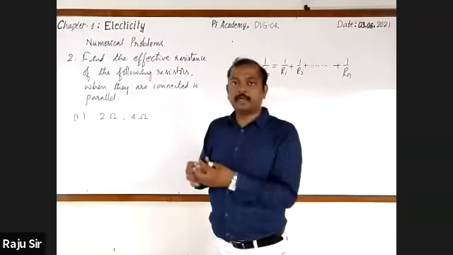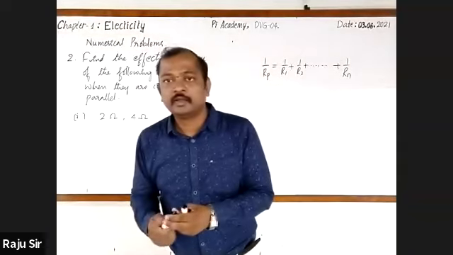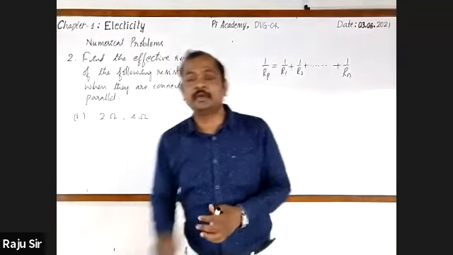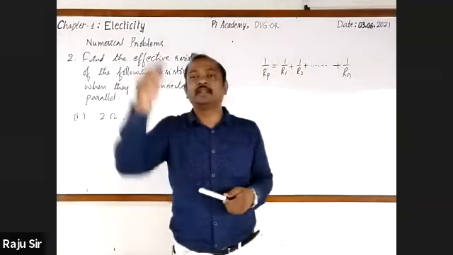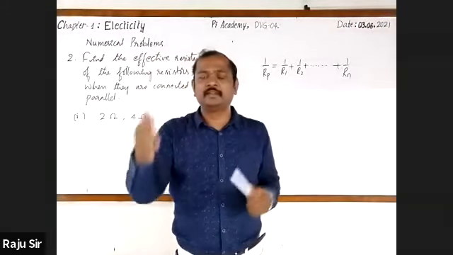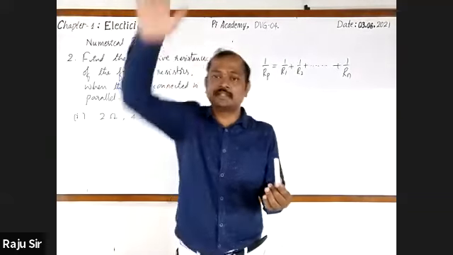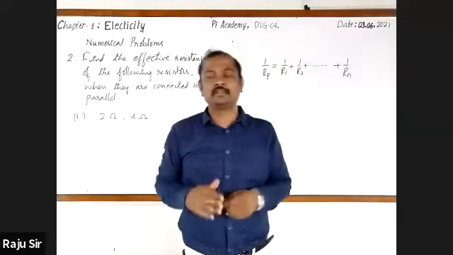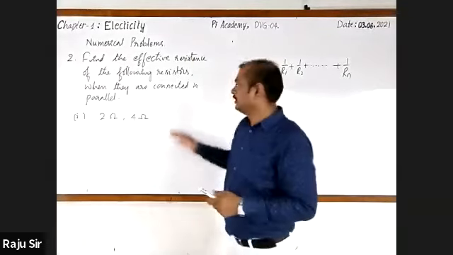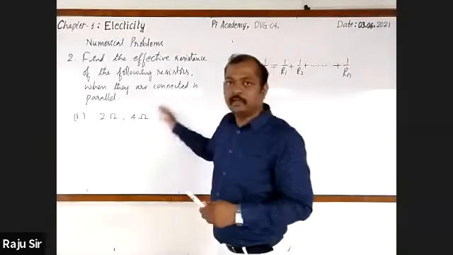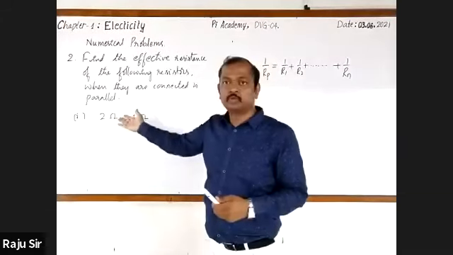Let's go for finding. Some students are telling 8 ohm. Dear students, I have already told you, when the resistors are connected in parallel, the net electric resistance decreases, is it not? So it should be less than 4 or less than 2 ohm.